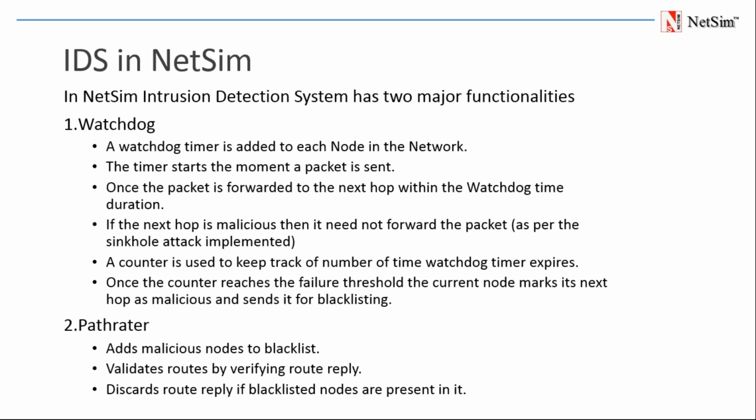Then the path rater adds the malicious node to the blacklist and validates routes by verifying the route reply and discards the route reply if blacklisted nodes are present in it. So these are two major functionalities of IDS.